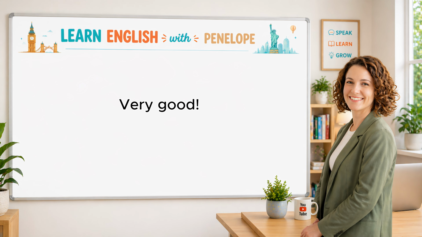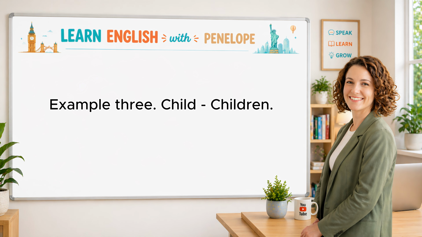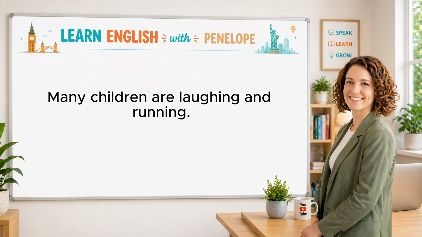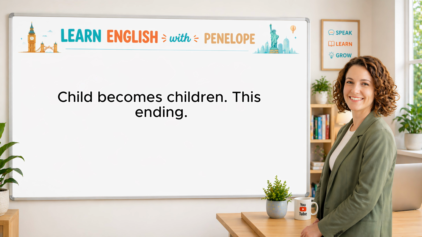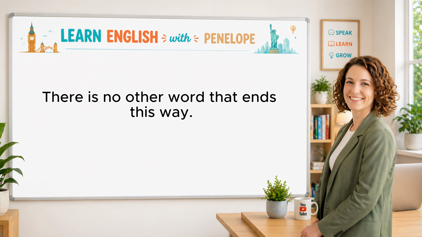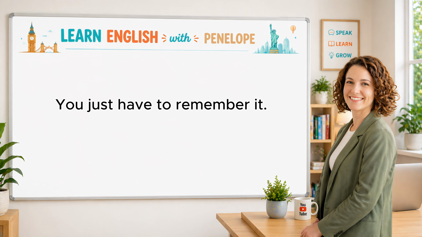Very good. Example 3, child, children. 1 child is playing in the garden. Many children are laughing and running. Child becomes children. This ending, children, is very special. There is no other word that ends this way. You just have to remember it.